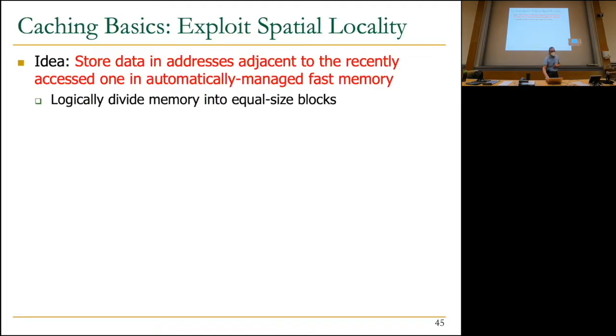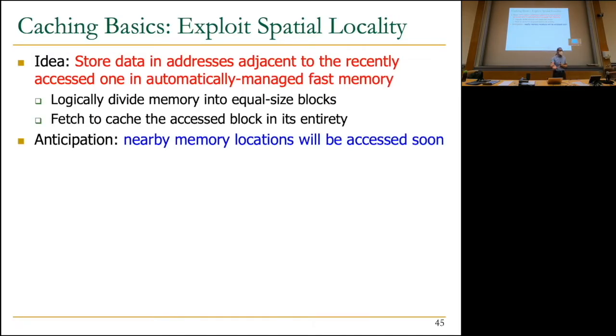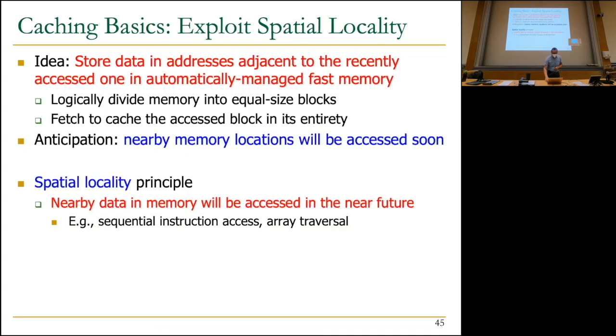So basically, you're logically dividing the memory into equal-sized blocks and fetching to the cache the accessed block in its entirety, where the block is bigger than the data requested by the processor. As I said, the anticipation is that these nearby memory locations will be accessed soon. In a sense, we're doing some kind of prediction in both cases, right? Temporal locality says we're going to access this particular memory location again, and spatial locality says we're going to access the surrounding locations soon.